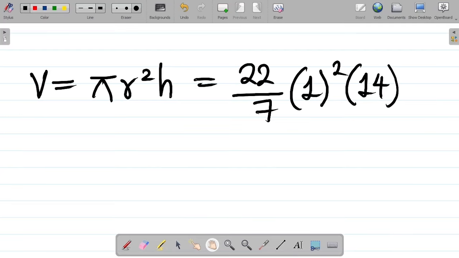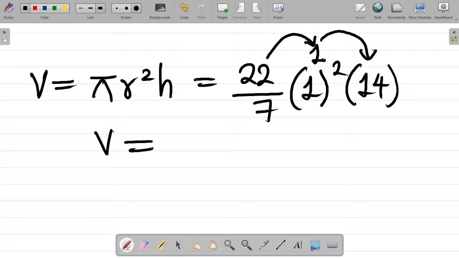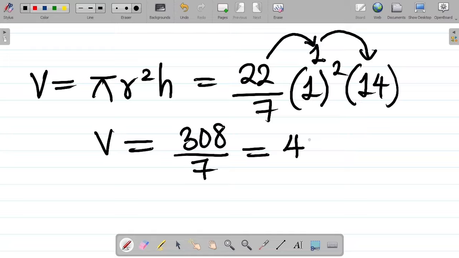If you work on this here, we have that V is equal to, let's get a calculator and punch this. 1 squared gives you 1. So you have 22 times 1 times 14. 22 times 1 gives you 22. 22 times 14 gives you 308, all divided by the denominator 7. So you have 308 all over 7. That gives you 44. So the volume is 44.